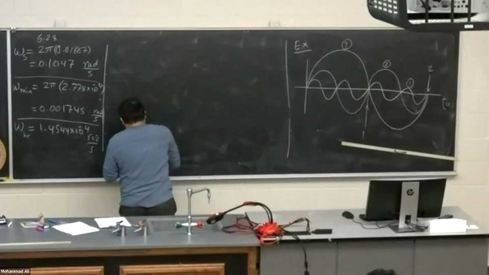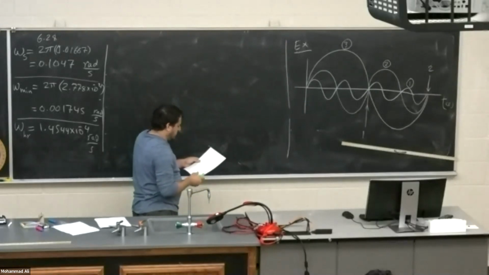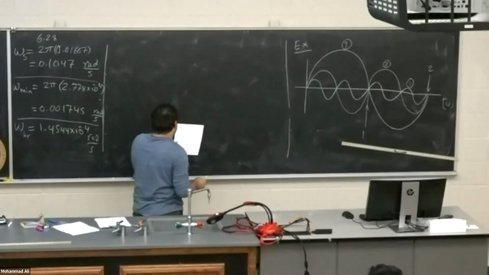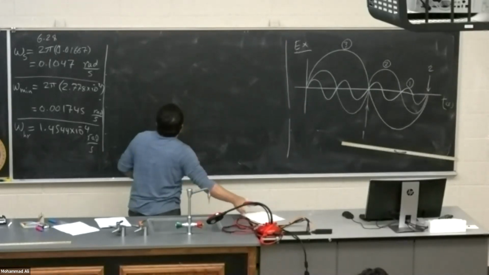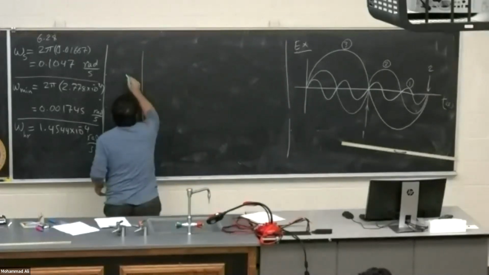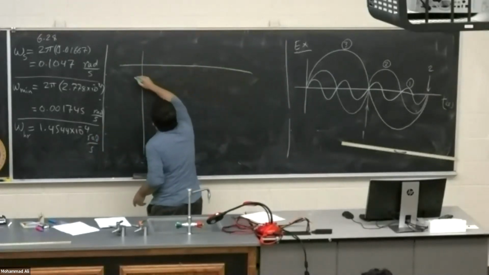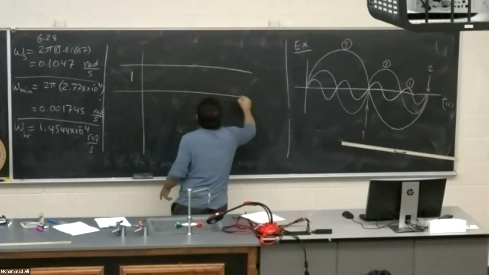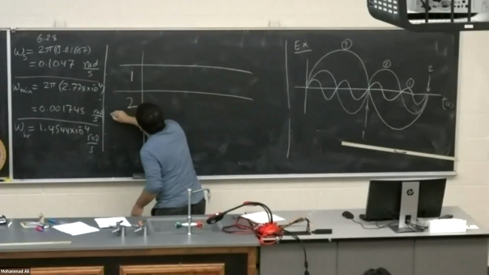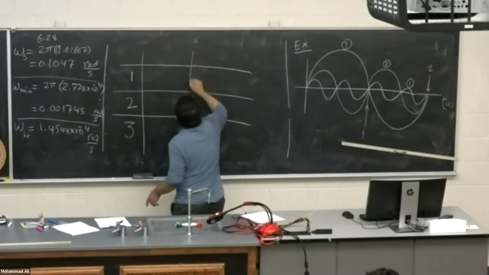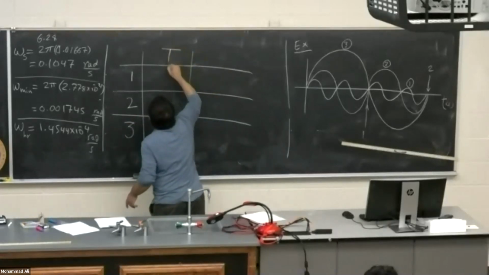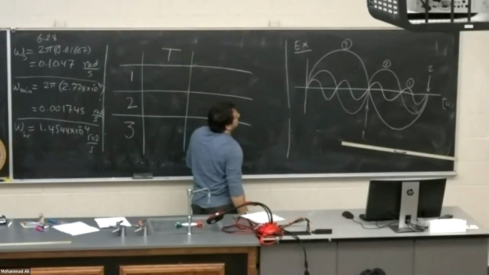Okay, what we need to find. I have a table, period and the frequency. Okay, I'll draw this table. We have the smallest wave, we have the bigger, and we have the biggest. How much is the time period for each of them?